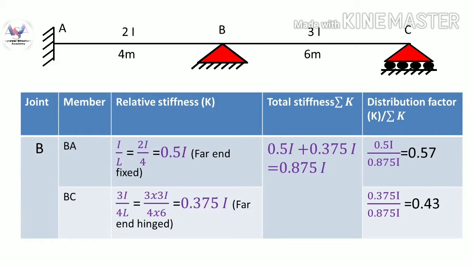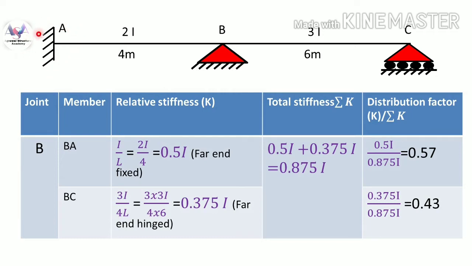So this is the table. Joint, which joint? B. Then member. So always the first letter of the member is the same as that of the joint. If the joint is B, the starting letter is B and look towards the A. If B, look towards this A. This A is what? This is the far end. This is called the far end.